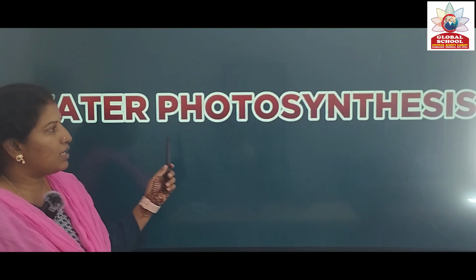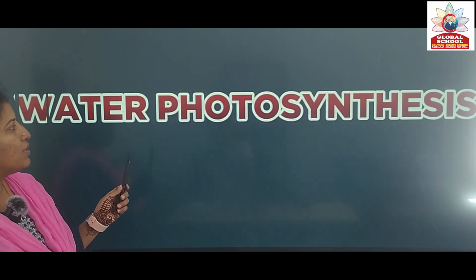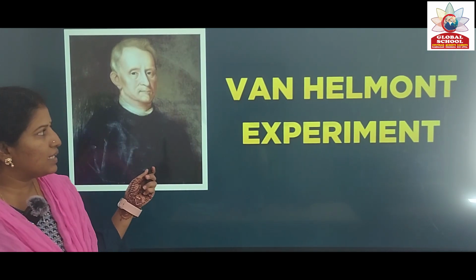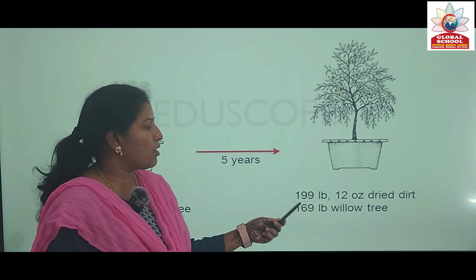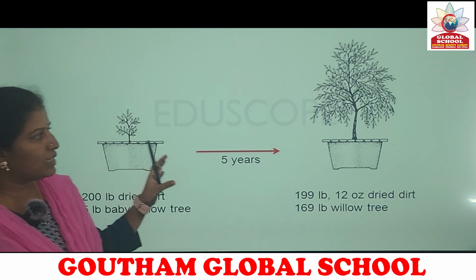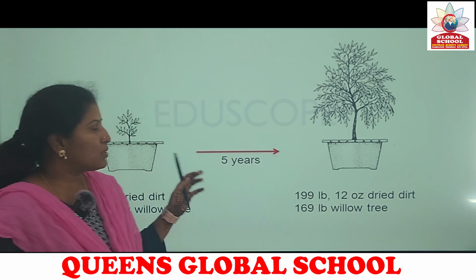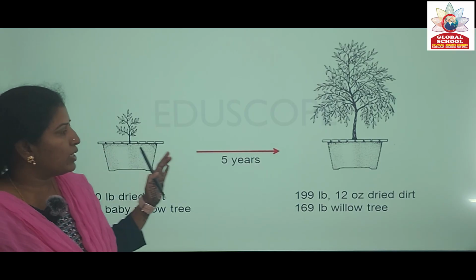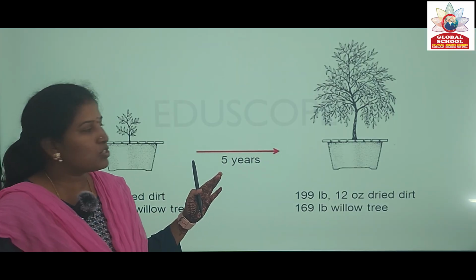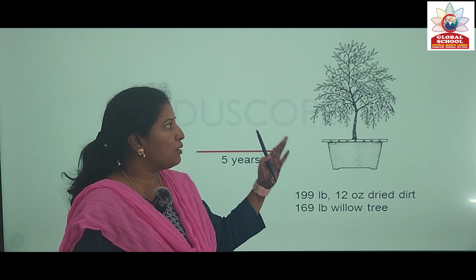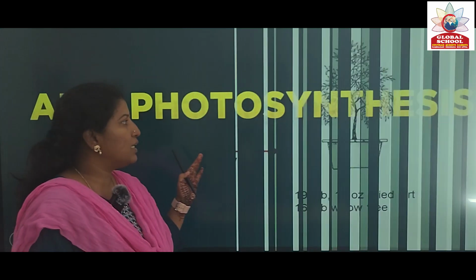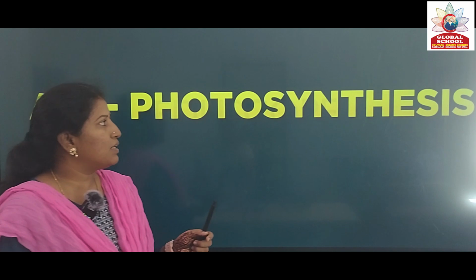So water and photosynthesis. The first experiment about water was conducted by von Helmont. The scientist von Helmont conducted experiments on a willow tree. He took a willow tree and did experiments for 5 years, and he concluded that the weight of the plant is growing only because of water, not because of the soil. Earlier, people used to believe that plants grew only because of the soil present. But later, von Helmont confirmed that water is the main source required for plant growth.